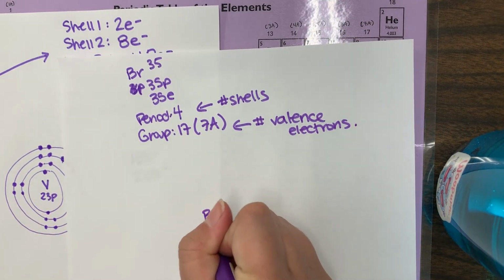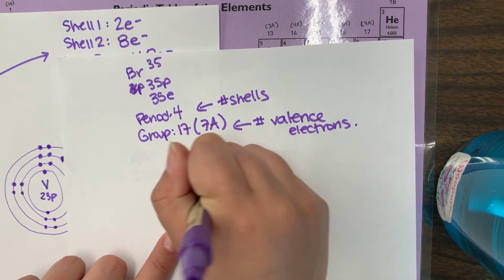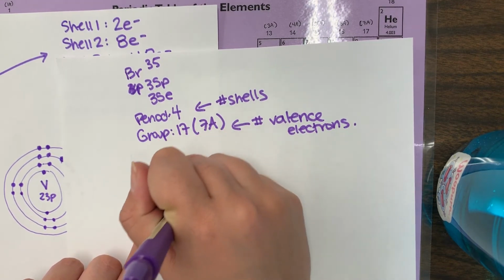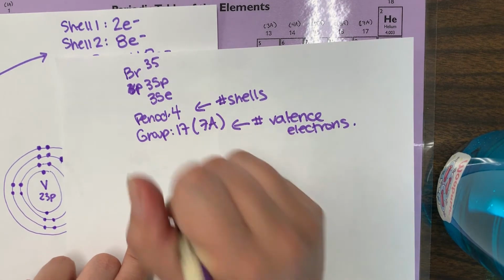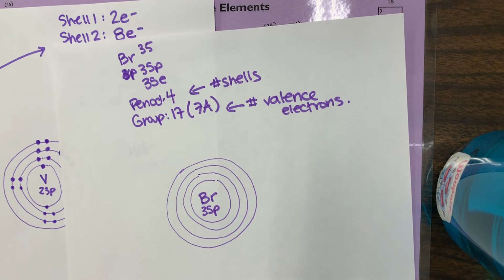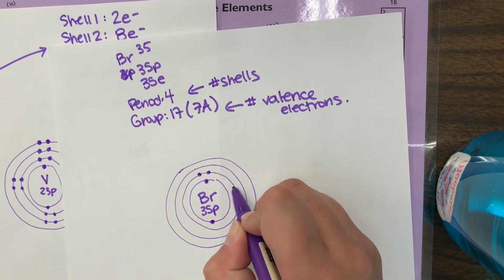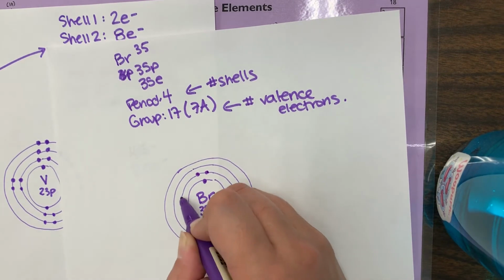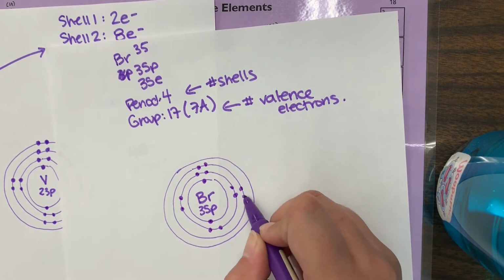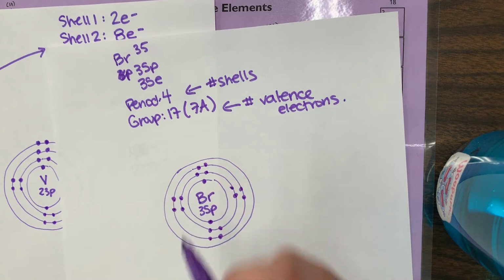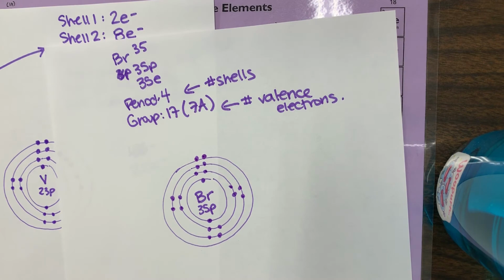Bromine, 35 protons. 4 shells. 1, 2, 3, 4. Okay. First shell, 1, 2. 8 in the second shell. 3, 4, 5, 6, 7, 8, 9, 10. 8 in the third shell. 11, 12, 13, 14, 15, 16, 17, 18. Pause. 19 and 20 go in the 4th shell.